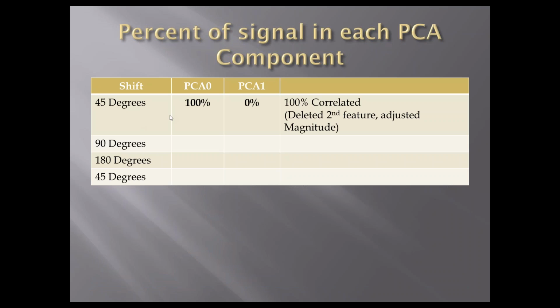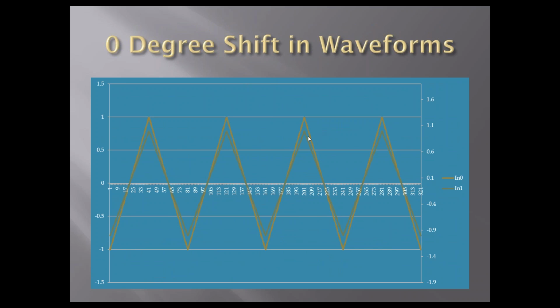So what has happened here is, that's the wrong slide. Interesting. So this should be 0 degrees, and what you've got is the PCA 0 is now making up 100% of the information that is being fed into the system. And the second feature is 0. So the best thing to do here is to delete this second feature, because it's adding nothing.